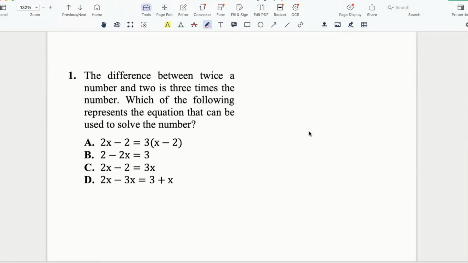Question 1. The difference between twice a number and 2 is 3 times the number. Which of the following represents the equation that can be used to solve the number? So let the number be x, right? So the difference between twice the number, 2x, and 2 is 3 times the number, right? So 2x minus 2 is 3x, which is option C.